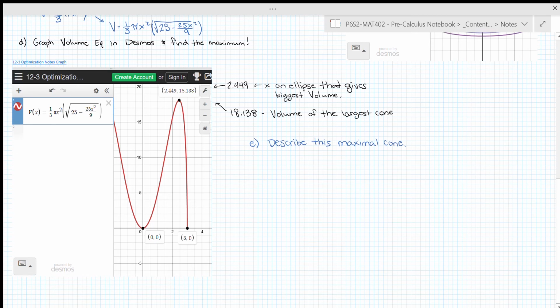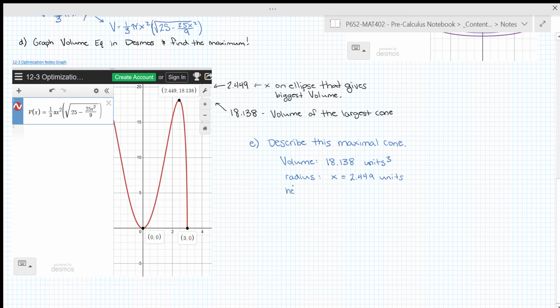So I know my volume. That's the 18.138. Let's put some units on it. It would be units cubed. The radius of this thing is the x-coordinate, which is 2.449 units.